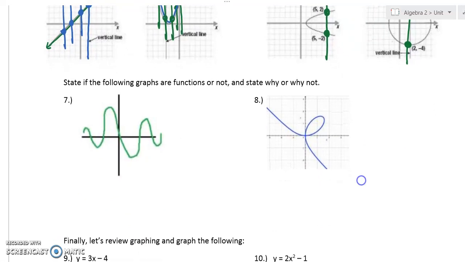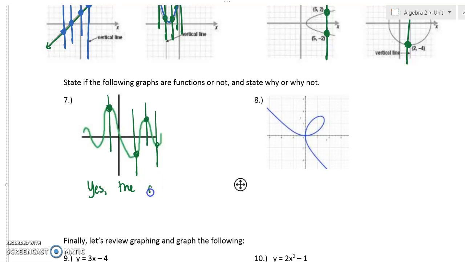All right, let's look at number 7. State if the following graphs are functions or not, and state why or why not. So if I run a vertical line test, it looks like I am pretty good. Every time I'm running it, it's touching it only once. So I would say yes, the function, or actually the graph passes a vertical line test.